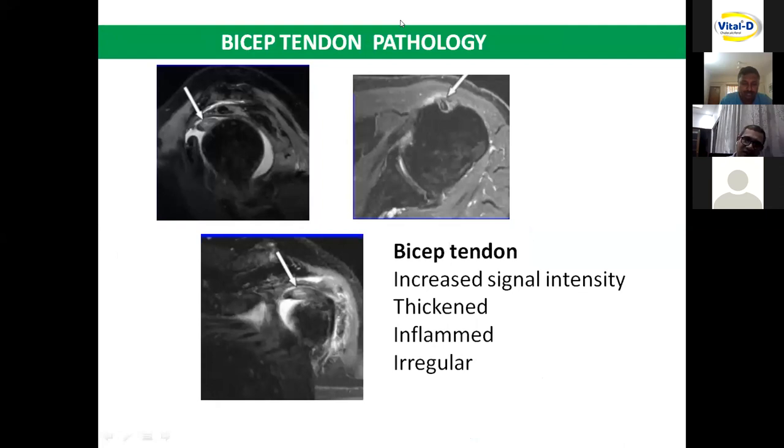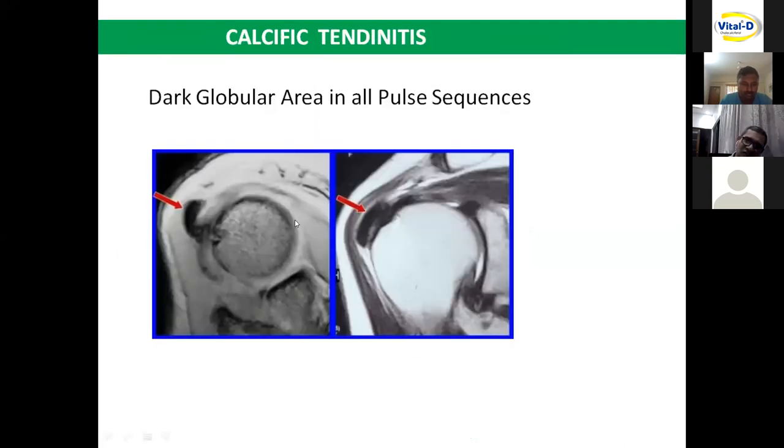So the biceps tendon, this is the biceps. It is thickened, with irregular high signal intensity, and inflamed, irregular. This is bicipital tendinitis, biceps tendinopathy. You may see this commonly on MRI.